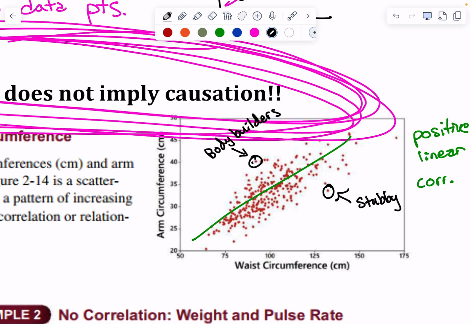So the stubby people, the short ones and the fat ones, they're going to have a large waist circumference. They're going to be all the way over here, but they're going to be kind of down lower on the arm circumference because their arms are not going to be as big as a bodybuilder.